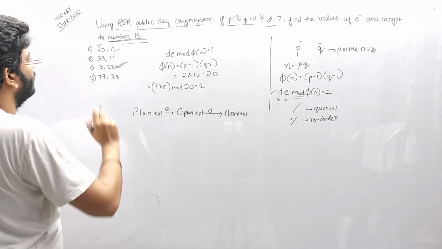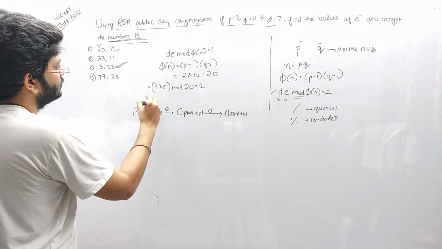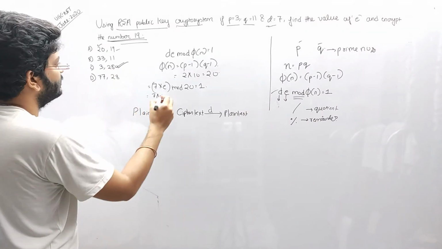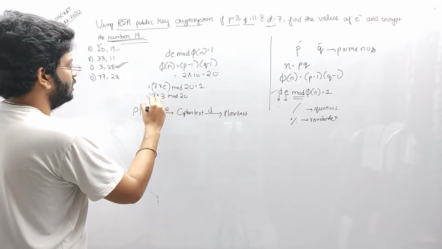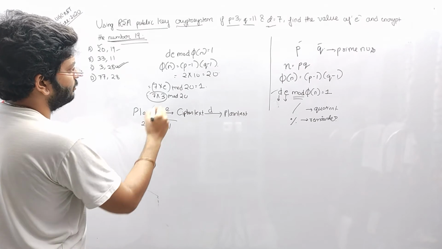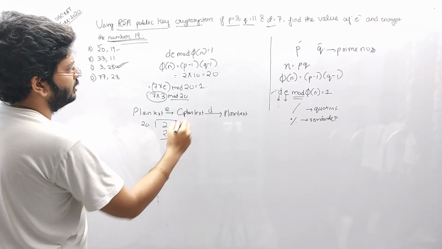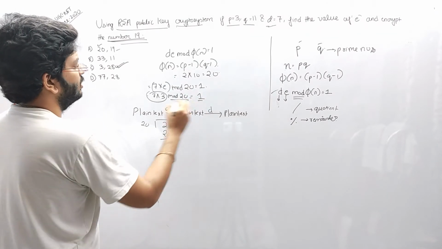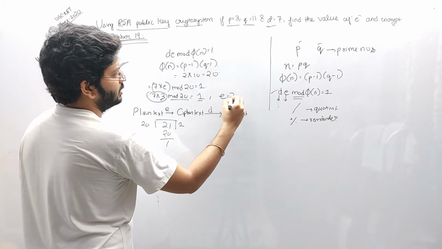In case of 3, if I put the value of E as 3, then 7 into E as 3 mod 20. We know 7 threes are 21. If I divide it by 20, because we have mod 20 here, the remainder will be 1, which is equal to the RHS. So the value of E which I am getting is 3, that is E equal to 3.